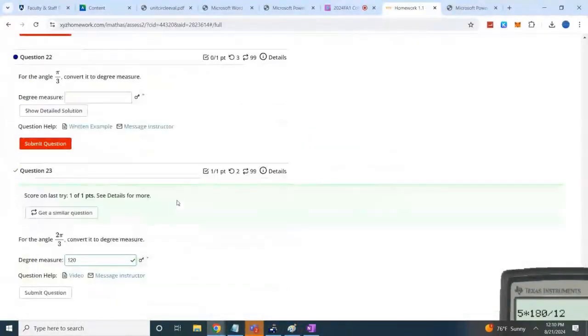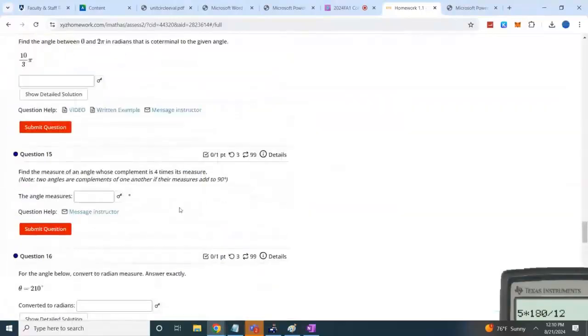All right, and as I look at the homework problems, I believe we've covered everything except for this one. Number 15. It says find the measure of an angle whose complement is 4 times its measure. Note 2 angles are complements of one another if their measures add to be 90. So I've got to algebraically write this out and solve it. So I'm dealing with an unknown angle, right? So I'm going to call that x.